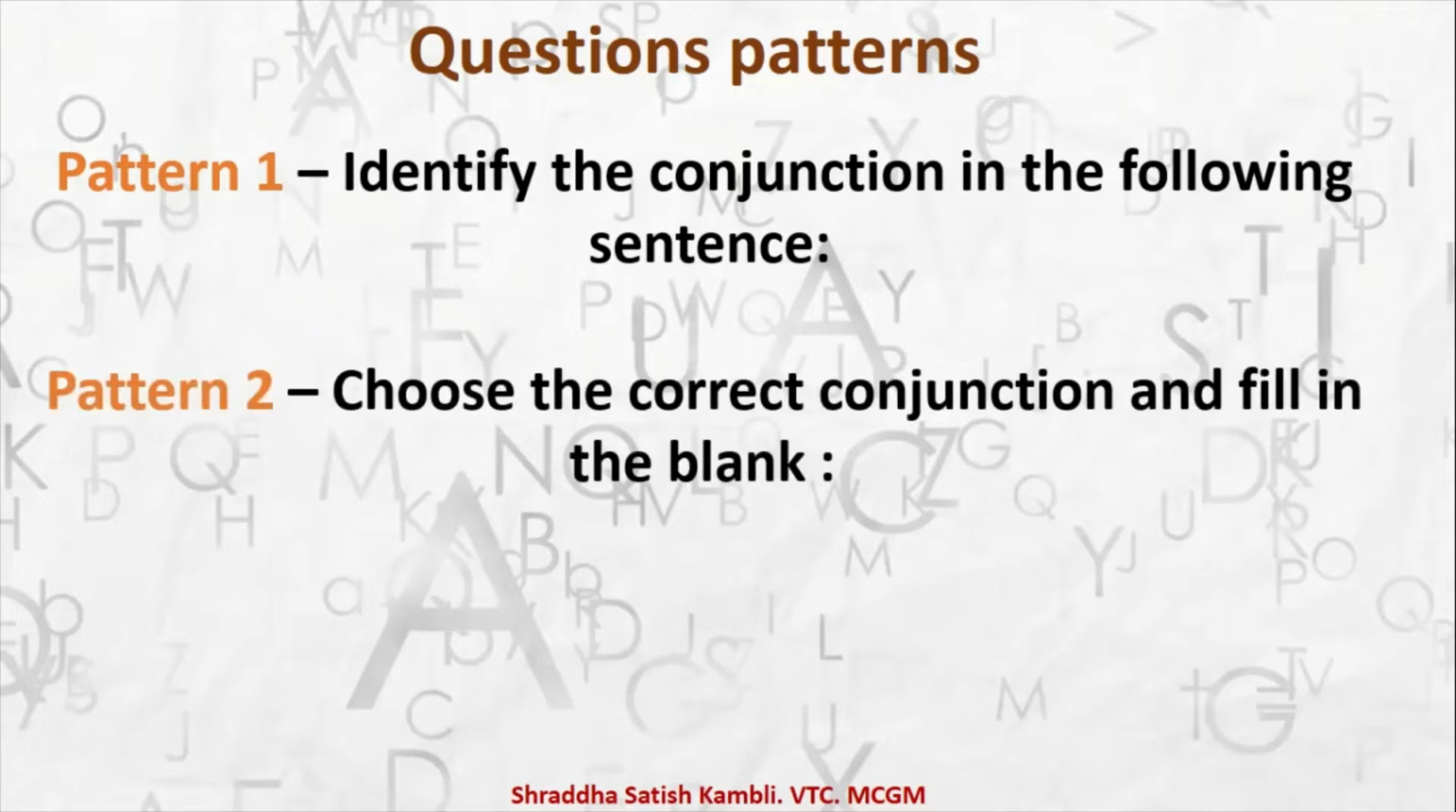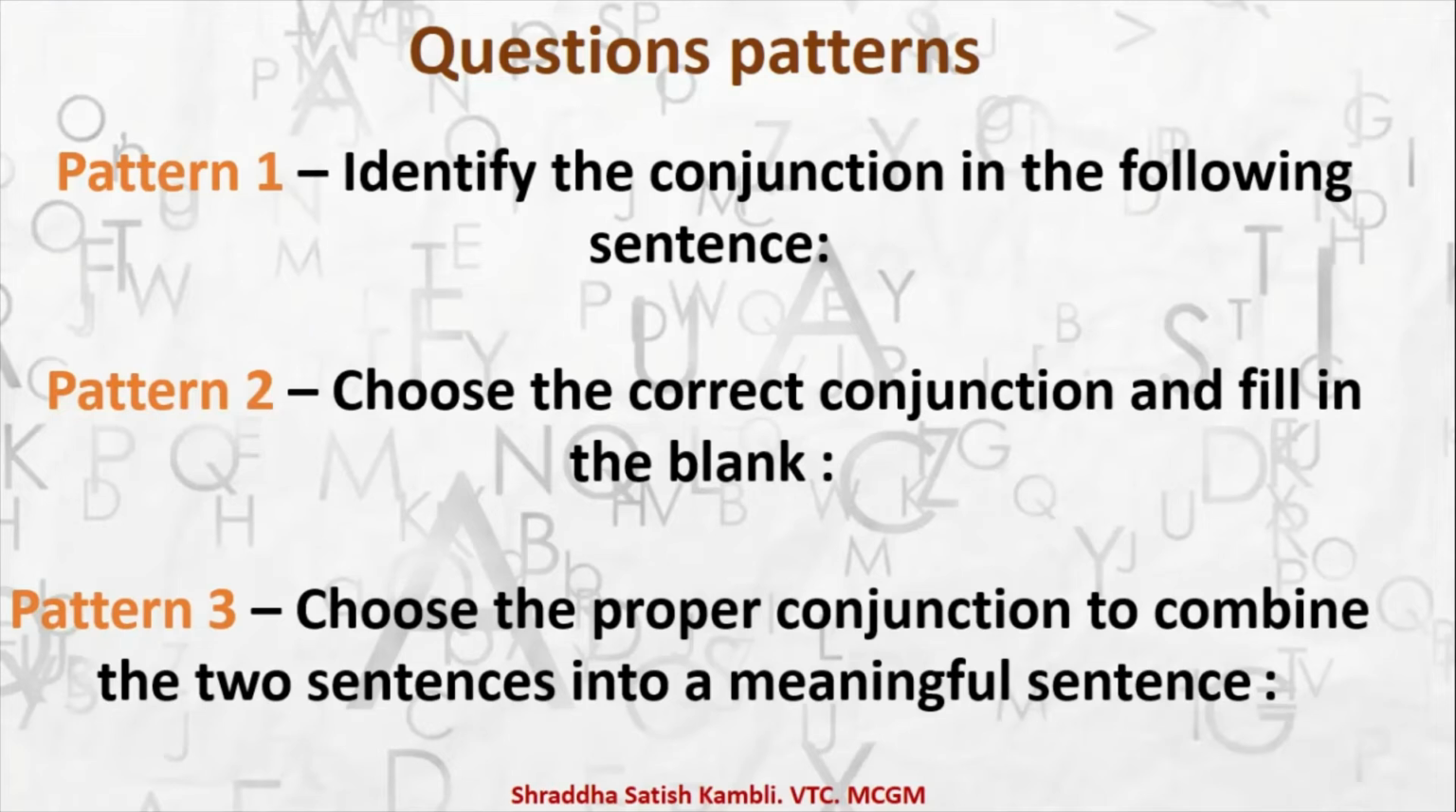In pattern 2, you have to choose the correct conjunction and fill in the blanks. There will be a sentence with a blank space and 4 options. You have to decide which word will fit in there, which is the correct conjunction to fit in there. And in the third and final pattern, you will have to choose the proper conjunction to combine 2 sentences into a meaningful sentence. So you will use a proper conjunction to combine 2 sentences and make one third sentence which is meaningful. So these are the 3 kinds of questions which could be asked of you based on this topic.